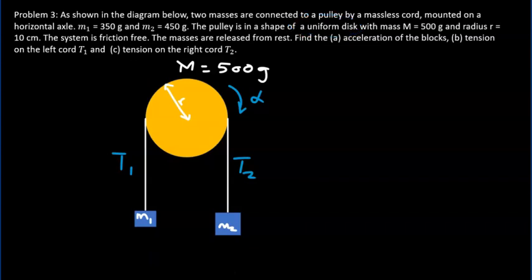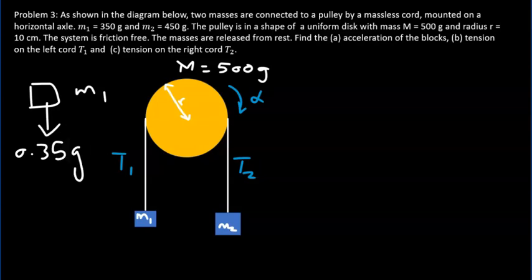So let's start with the free body diagram. Free body diagram for M1. So this is M1. You have its weight pulling it downward. That is M1 g, or 0.35 g, where 0.35 is the mass of M1 in kg. You have tension T1 pulling it upward. Now we know M1 is the lighter of the two masses, so the acceleration will go upward.